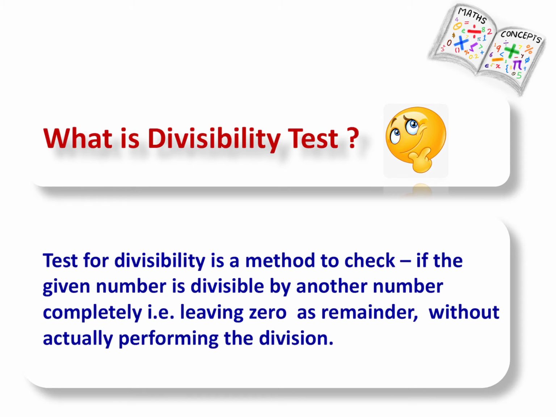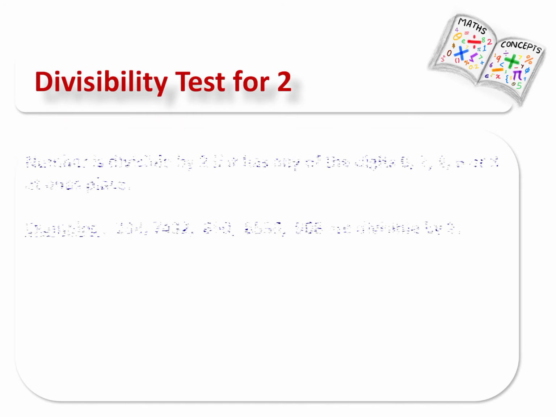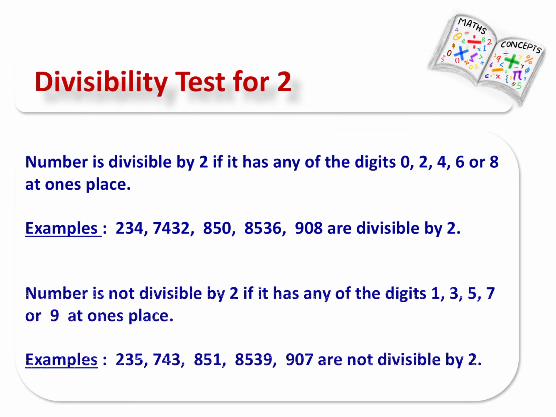Okay, let's try to understand it with simple divisibility tests. The first one is for number 2 and I am sure that you know it already. A number is divisible by 2 if it has any of digits 0, 2, 4, 6 or 8 at ones place. It means if the number ends with any of the digits 0, 2, 4, 6 or 8, then it is definitely divisible by 2. All even numbers are divisible by 2, and if the number ends with 1, 3, 5, 7 or 9, then it is not divisible by 2.